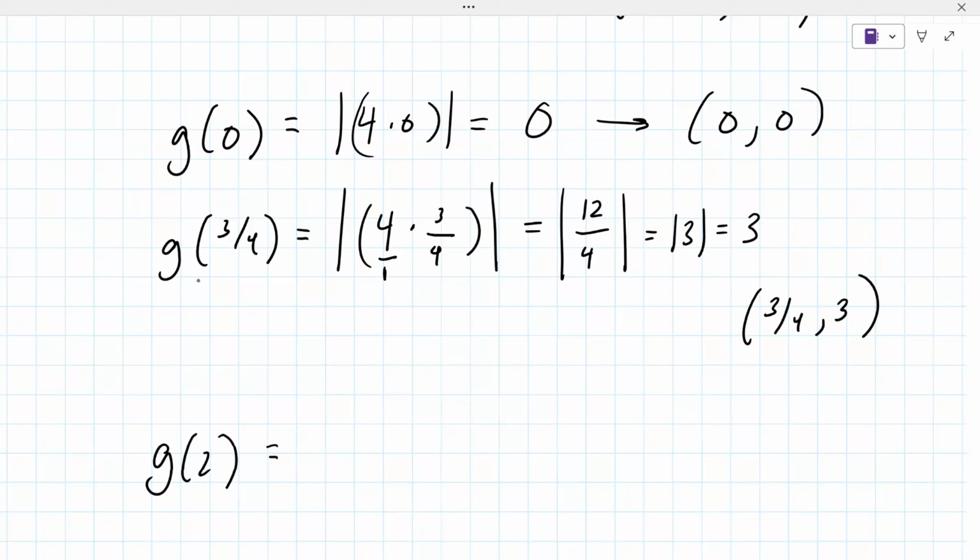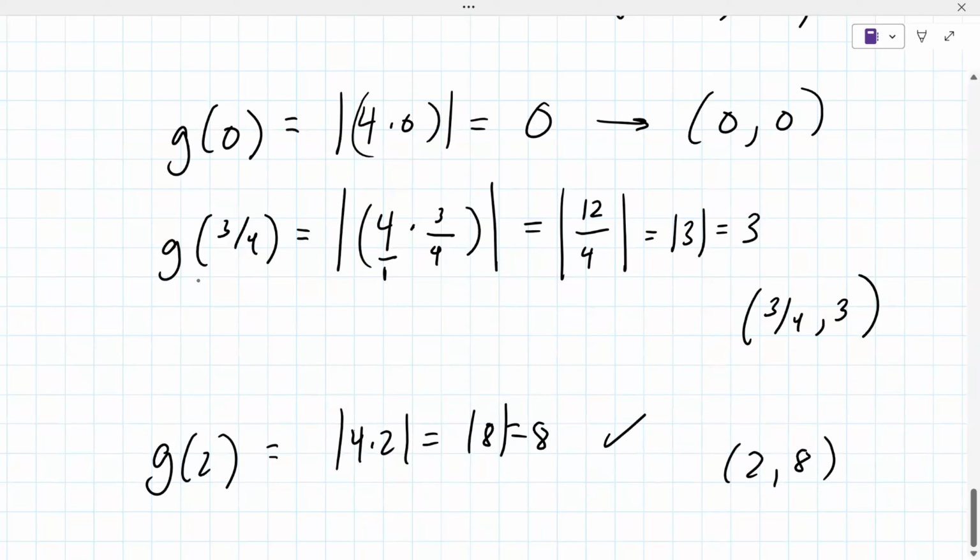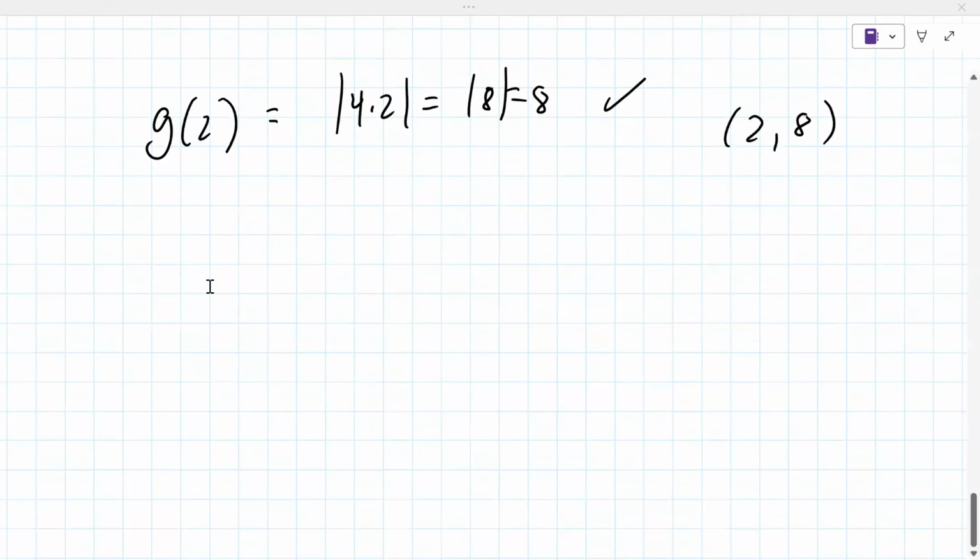Is it 2 and 8? Okay, on to number 7. Number 7 here. All right, so let me grab the instructions first. Always good to know what we're doing before we do it.